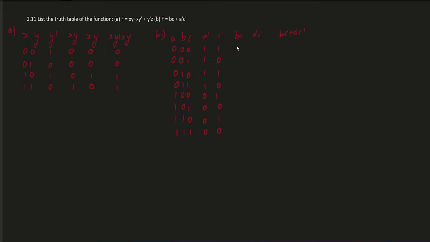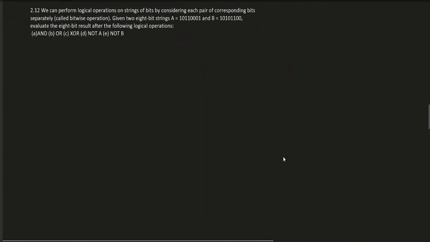BC will be 0 0 0 1 0 0 0 1. A bar C bar is 1 0 1 0 0 0 0 0. So adding these two, we will get 1 0 1 1 0 0 0 1. So this is the truth table for this question. So let's move on to the next question.